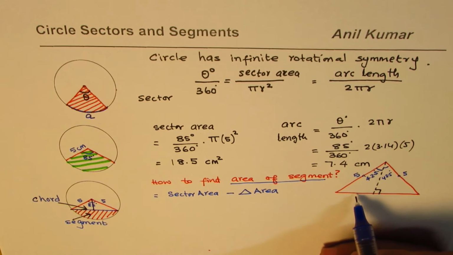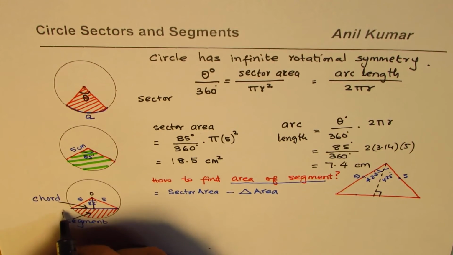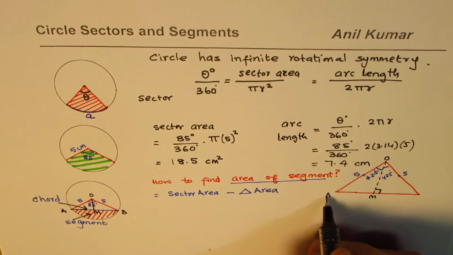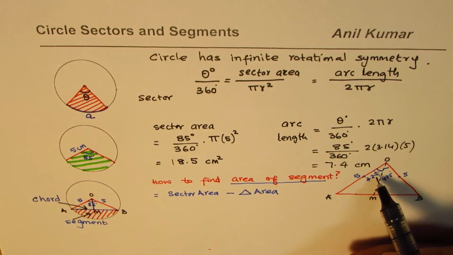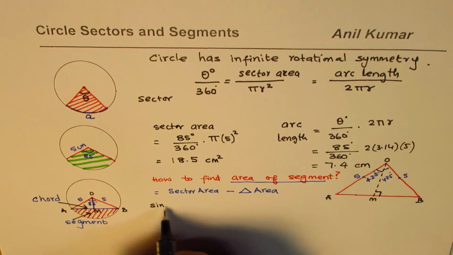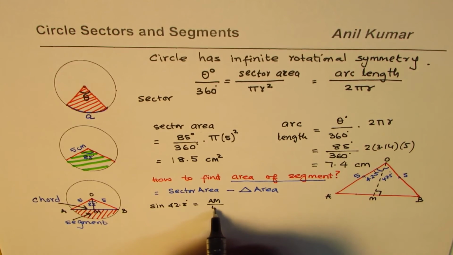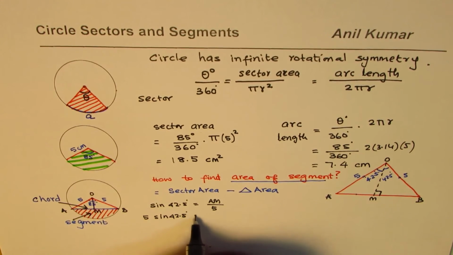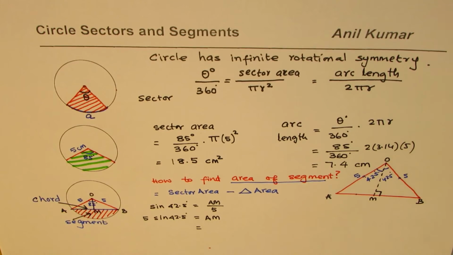Since we know this angle, we can find the other two sides. So let me name this. For example, let me say this is O, this is A, this is B. Let me call this the midpoint M. So this is M, this is O, this is A, and this is B. So what is AM equal to? From the angle of 42.5, half of 85 degrees, AM is the opposite side. So we know sine of 42.5 degrees is equal to AM, the opposite side, over the hypotenuse 5. And so 5 times sine of 42.5 degrees is equal to AM, which is half the base. So we can find what AM is.